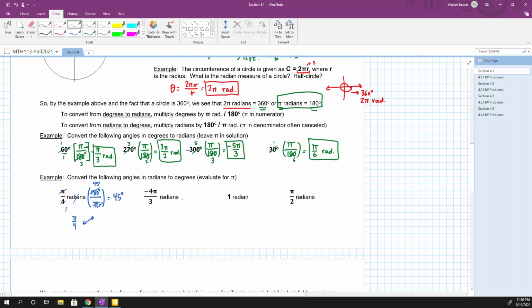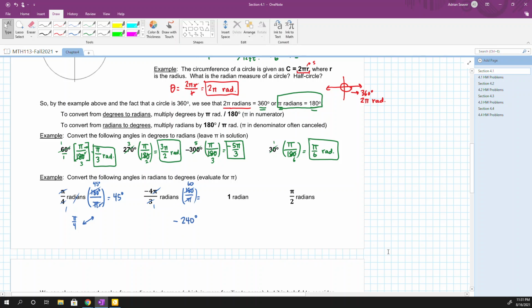So that's another one. And again, anytime we're going from radians to degrees, we're going to multiply by 180 degrees over pi radians. So let's see, pi terms cancel. 3 goes into 3 one time. 3 goes into 180 60 times. So I would be left with negative 240 degrees in this case.